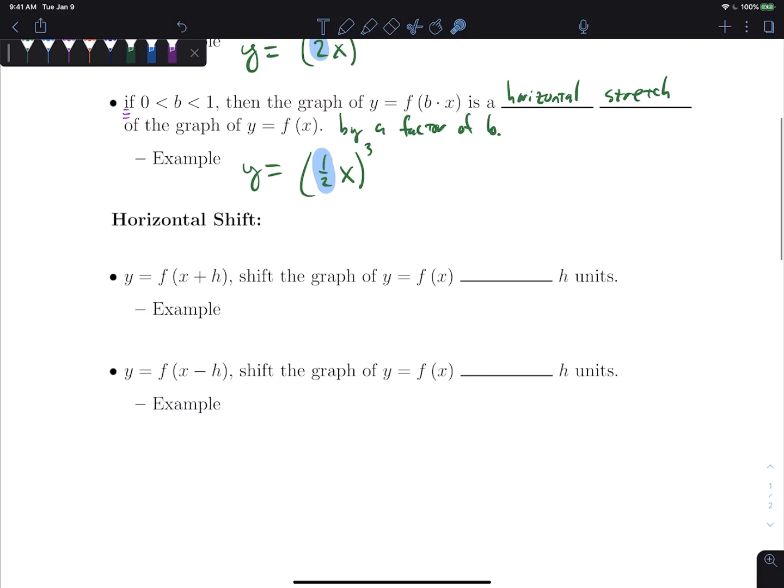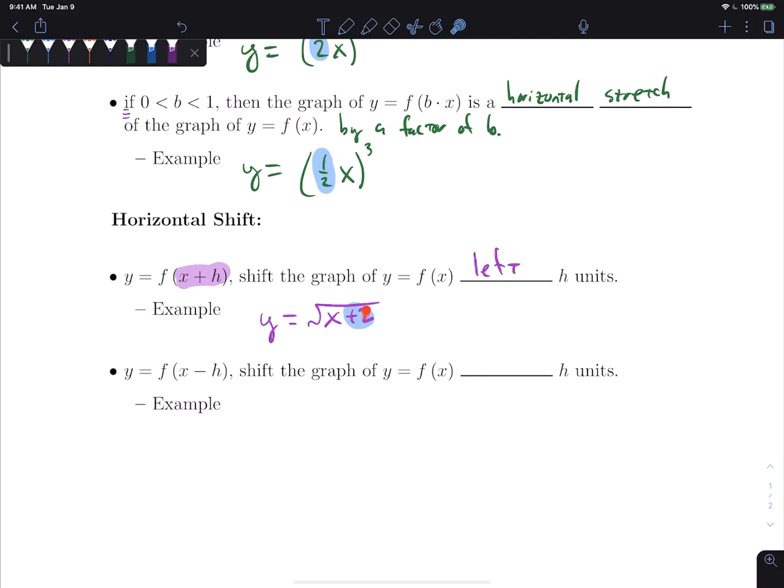As for the horizontal shift, the horizontal shift looks like this. Notice that x plus h is on the inside of the parentheses there. So y equals f of x plus h shifts the graph of y equals f of x left h units. An example of this would be y equals the square root of x plus 2. That plus 2 would shift the parent function of square root of x left 2 units.